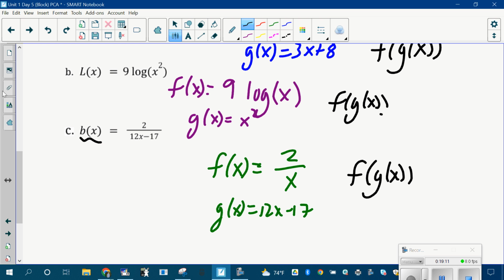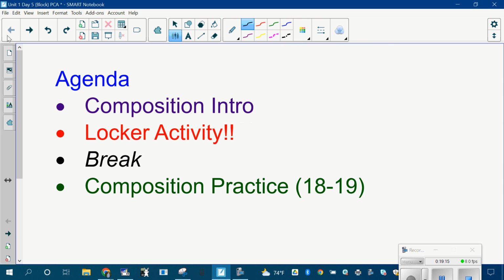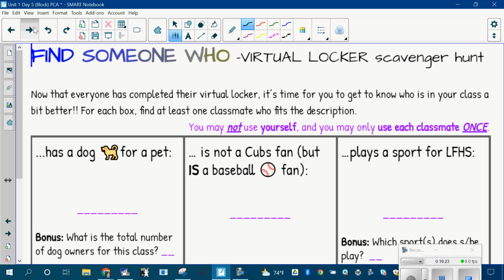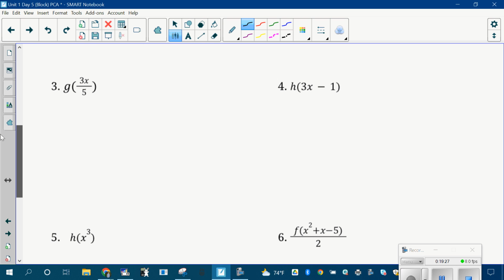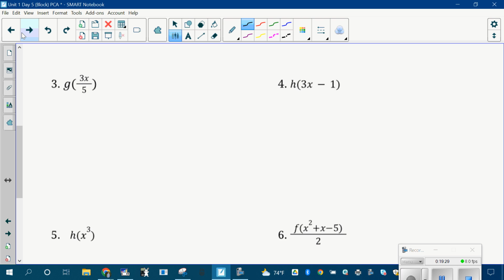Okay. All right, so to recap what we're doing next, you guys are going to pause. You guys are going to do that locker activity. You guys are going to take a break, and then you're going to practice on pages 18 and 19. Okay? Work together on this. Cool. I think you guys can figure this out.